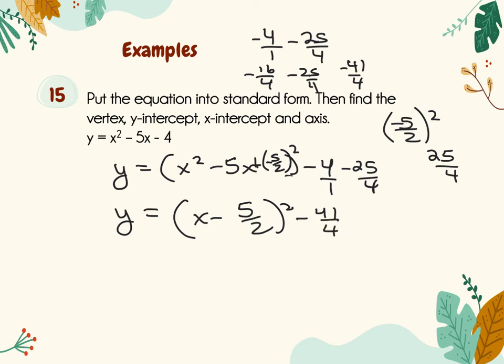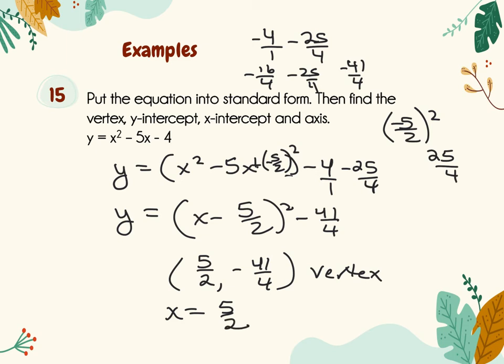And now I can pull out my vertex. So I have a vertex at 5 over 2 and negative 41 over 4. So this is my vertex. Next, I can list my axis of symmetry, and it's x equals 5 over 2. My y-intercept, again, I can go back to the original. It's going to be the negative 4. So as an ordered pair, 0, negative 4.